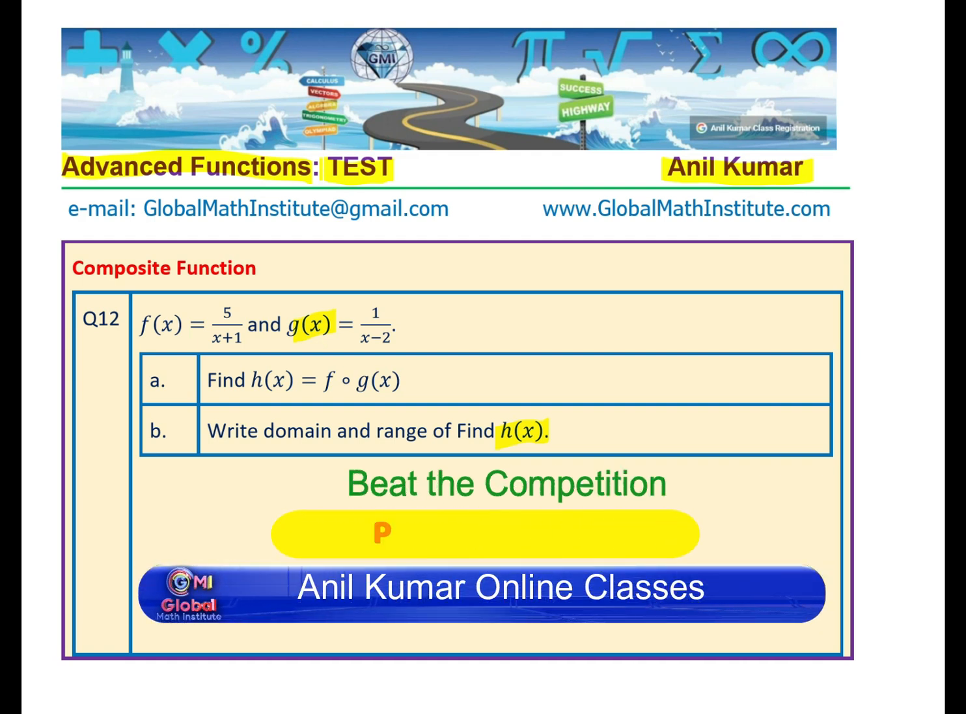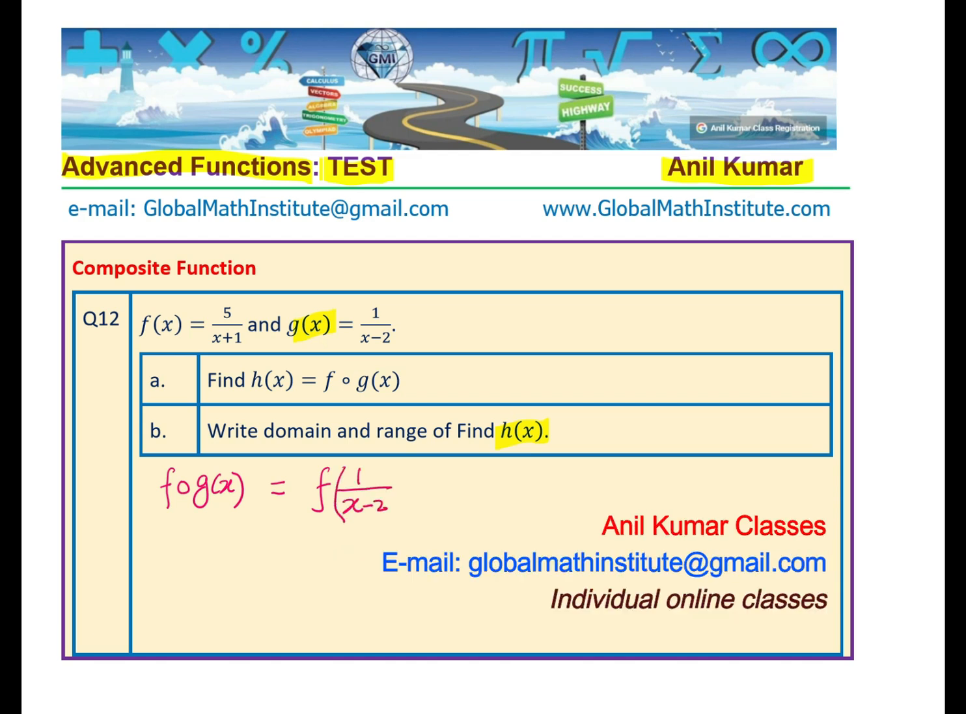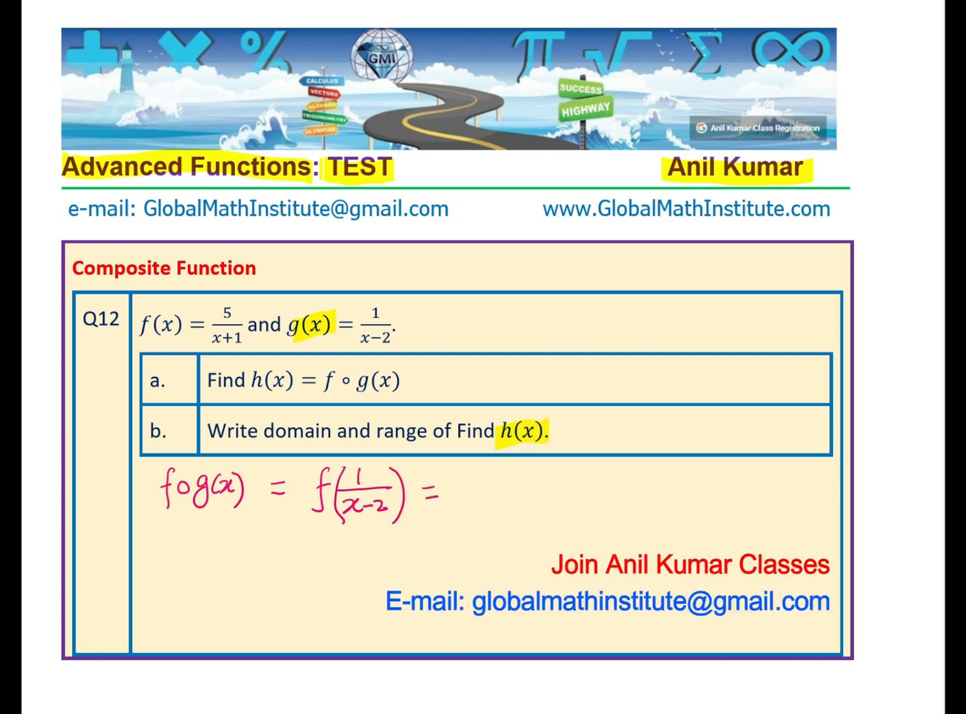So let's begin by creating the function f of g of x. It is function of function, right? So when we say f of g of x, it will be f of what is g of x? g of x is 1 over x minus 2, right? So that is the meaning. Now when we say f of 1 over x minus 2, it means we'll put x as 1 over x minus 2 in f of x, right?